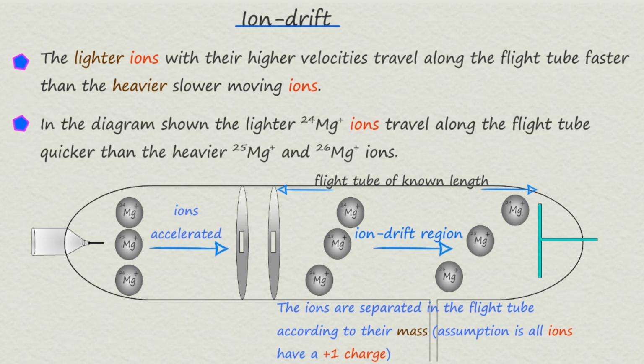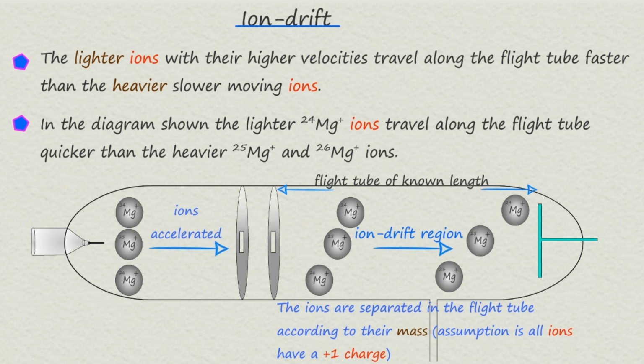For example, in the diagram shown, the sample under test contains 3 isotopes of the element magnesium, each of which has been given a +1 charge in the ionisation stage. Now we can see that the lighter Mg24 ion is travelling faster up the flight tube than the heavier Mg25 and Mg26 isotopes, and the order in which the ions reach the detector is determined by their mass.